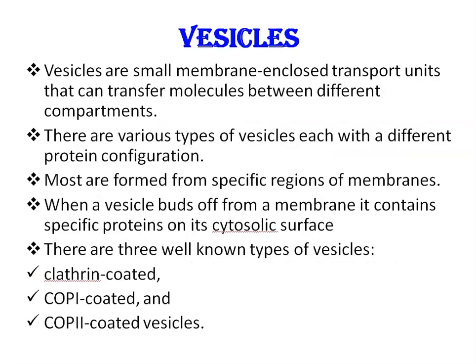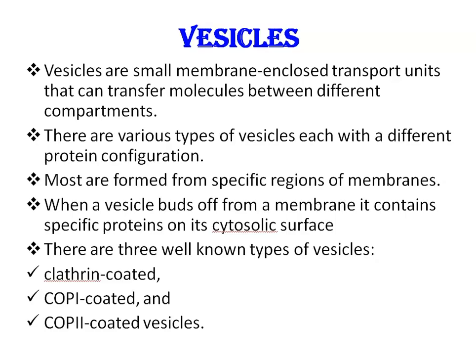Next is vesicles. Vesicles are small membrane-enclosed transport units that can transfer molecules between different compartments. Most vesicles transfer the membrane assembled in the endoplasmic reticulum to the Golgi apparatus, and then from the Golgi apparatus to various locations. There are various types of vesicles, each with a different protein configuration.